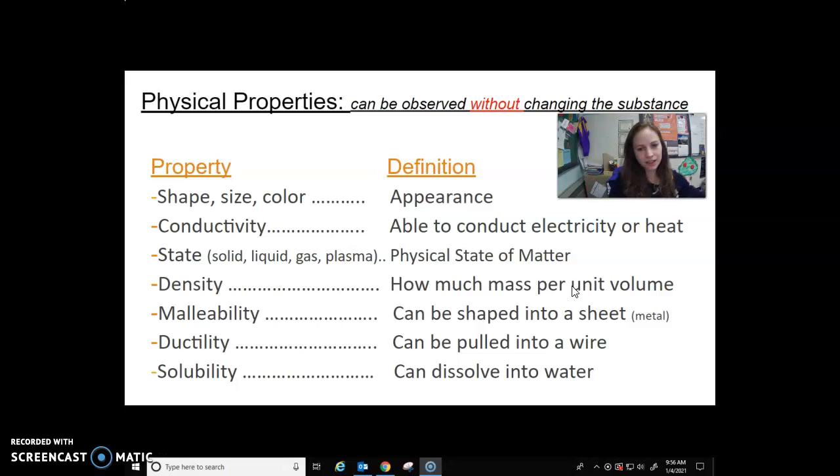Malleability. I kind of just love that word. This is the ability to be shaped into a sheet. So like tinfoil or the side of a car. So obviously this is more of a property that goes along with metals.